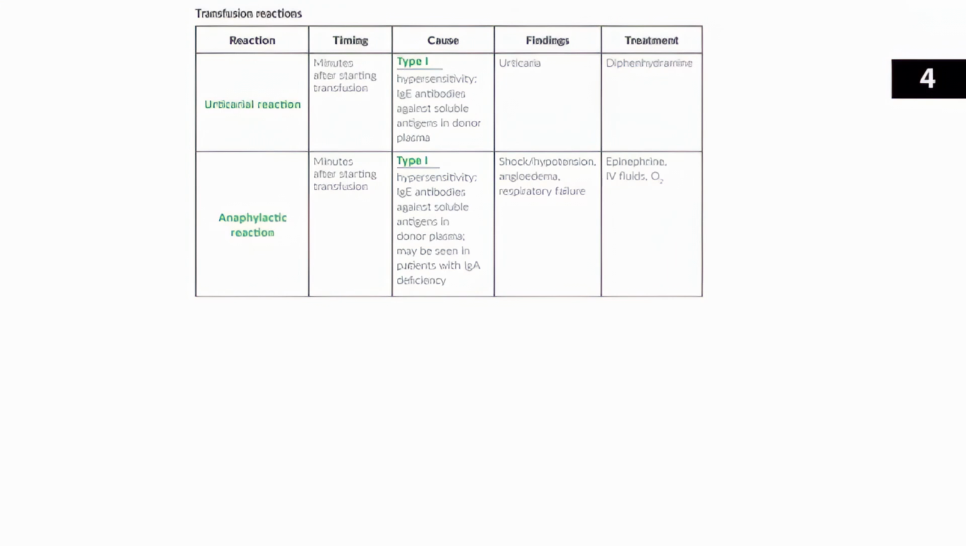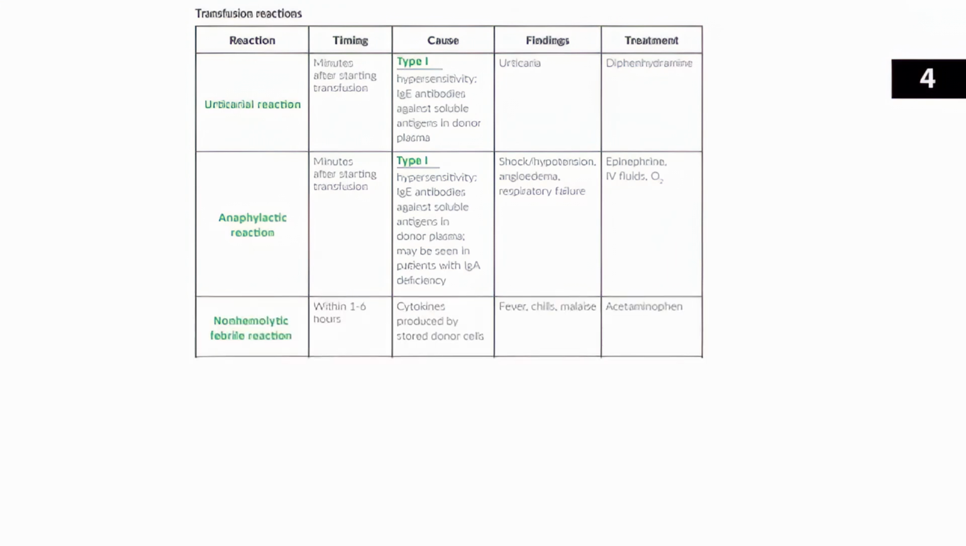The most common type of transfusion reaction is a non-hemolytic febrile reaction. It was originally thought that this was due to antibodies against the human leukocyte antigens, HLA, on white cells that was found in the donor blood. But now it's thought that this reaction is caused by cytokines that are generated by cells in the blood while it's in storage. When the blood gets transfused, those cytokines are transfused too, and this causes a fever beginning 1 to 6 hours after the transfusion.